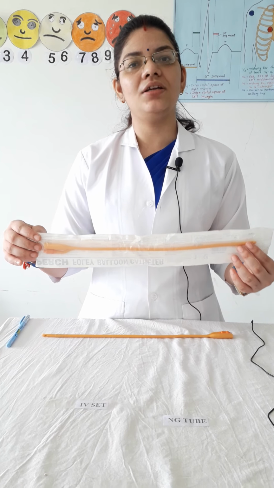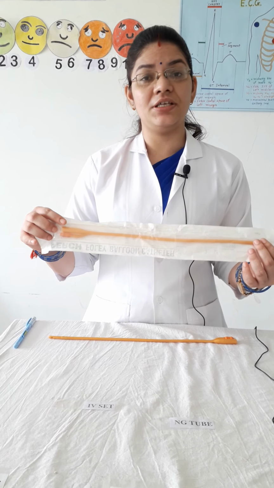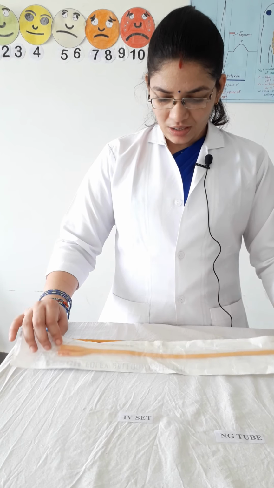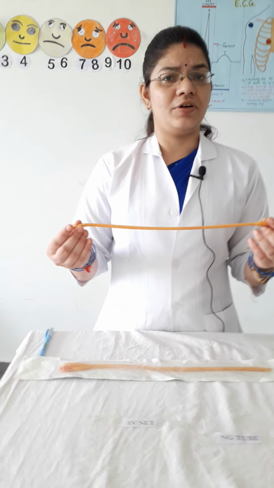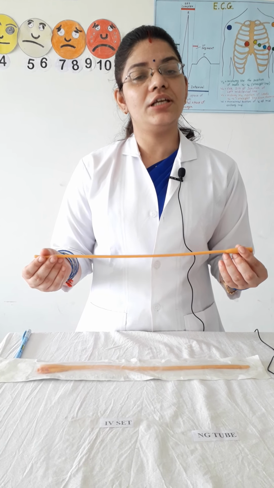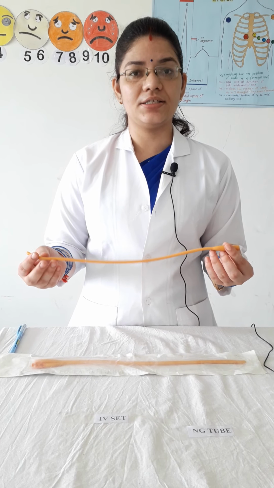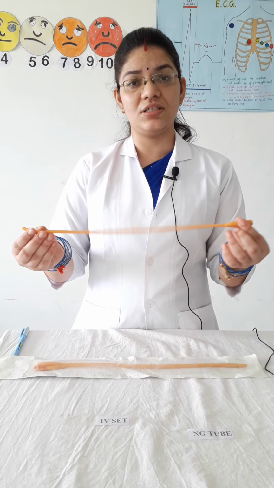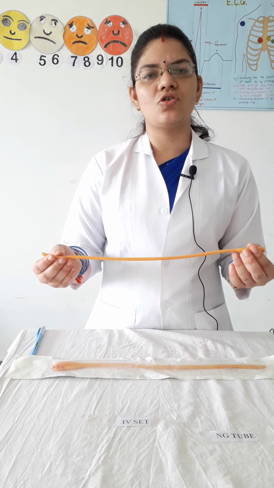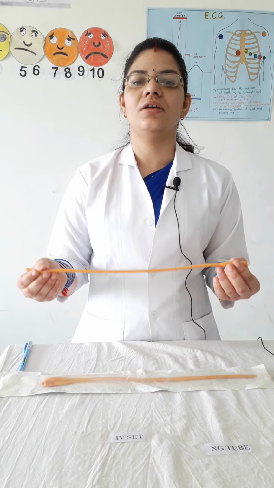It was invented in 1929 by Frederick Foley, and its main use is that we insert it into the bladder to drain the urine into the bag. It comes in different sizes, and different materials are used to make the urinary catheter. The three materials used are rubber, latex, and silicone. This one is latex, and it is most commonly used in the medical ward, surgical ward, as well as the ICU and critical care units.